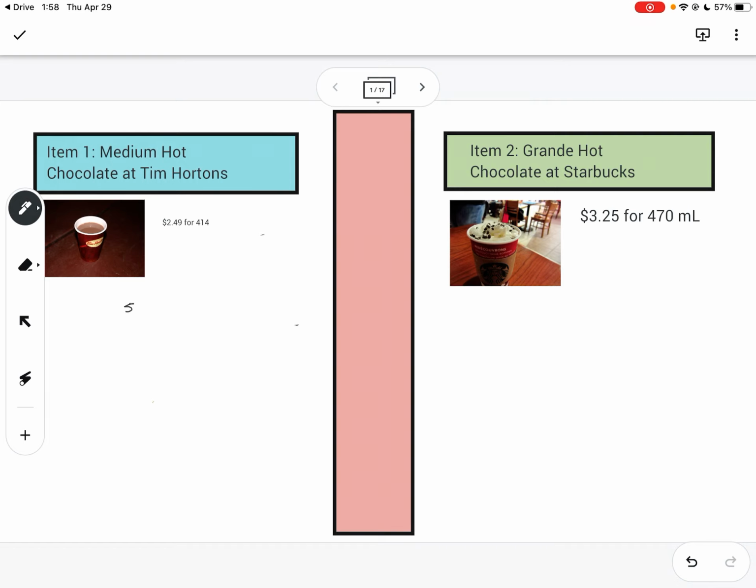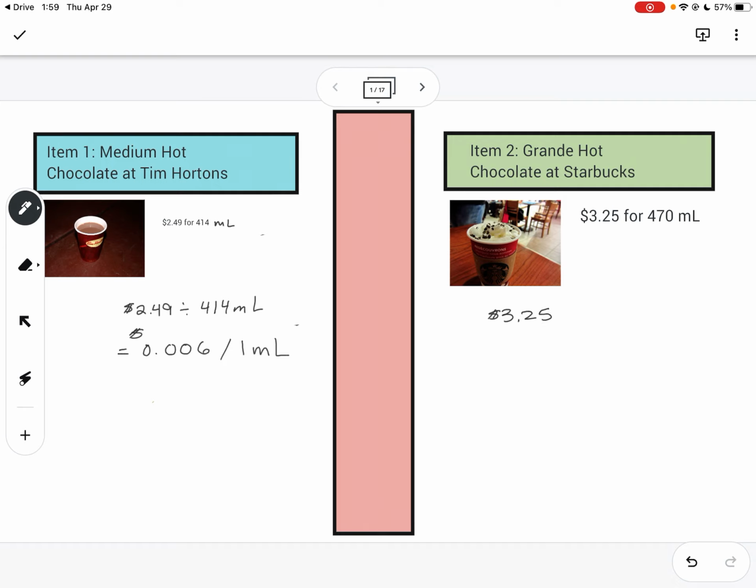So I'm going to start by doing the hot chocolate at Tim Hortons. So I've got $2.49 divided by 414 milliliters, which is going to give me 0.006 per 1 milliliter.